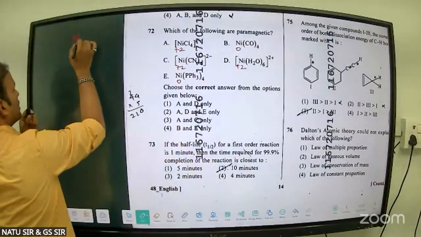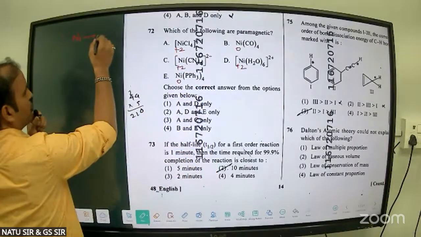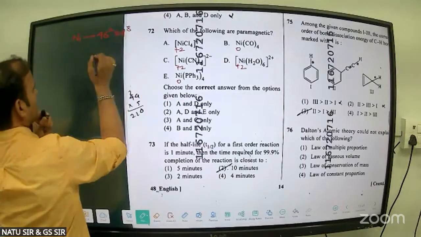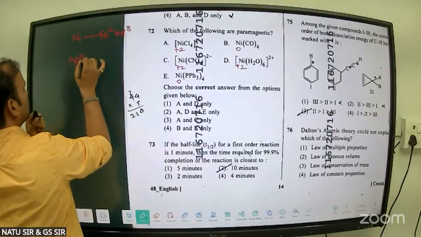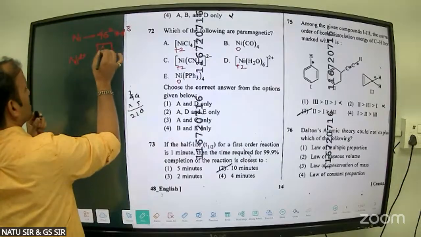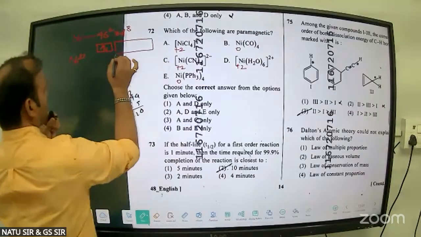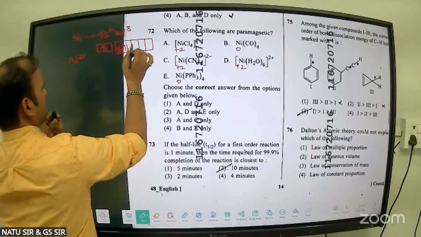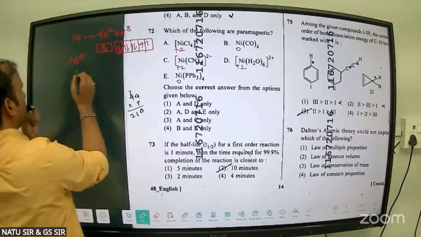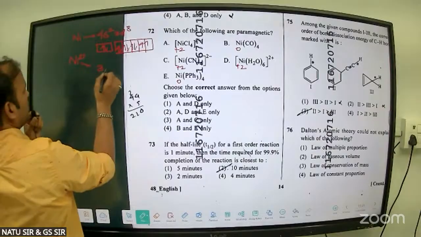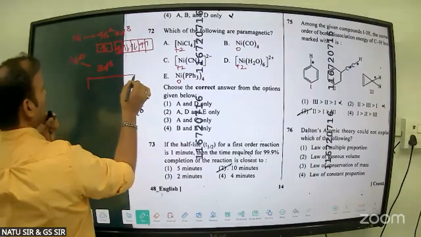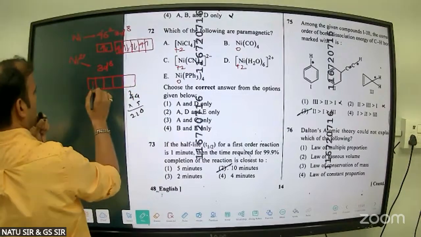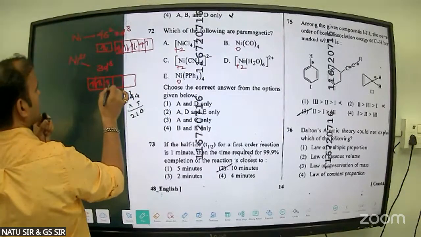Now for nickel, what is it? Argon 3d8 4s2. And Ni plus 2 is going to be 3d8, meaning there is no electron in the 4s. So the 4s is completely vacant.